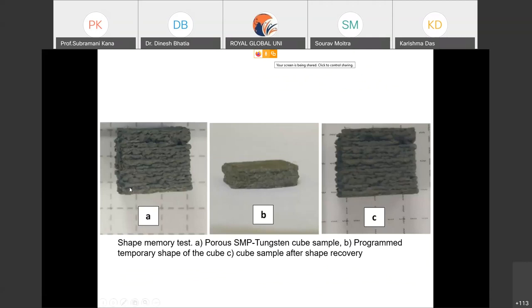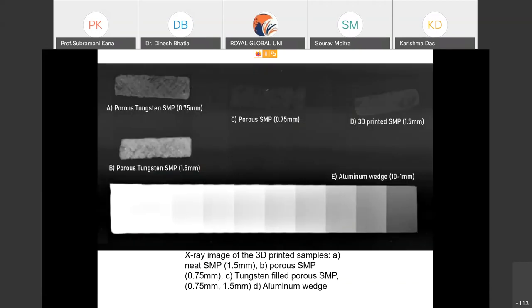This is the permanent shape, this is the temporary shape, and this is the shape after recovery. We were able to get the same size and everything, within 3 to 4 minutes. And you know that we are planning, as being a polymer, its radiopaque features are very poor. So we need to add some kind of radiopaque material. That is what we started with, tungsten. After that, we went for barium, nano barium sulfate and nano hydroxyapatite.